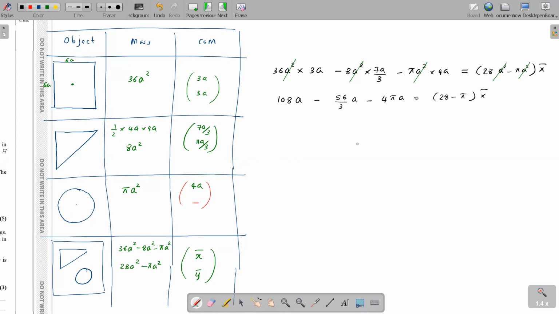We should simplify this a little bit. So 108a minus 56 over 3a. How much is that? 108 minus 56 over 3 is how much?